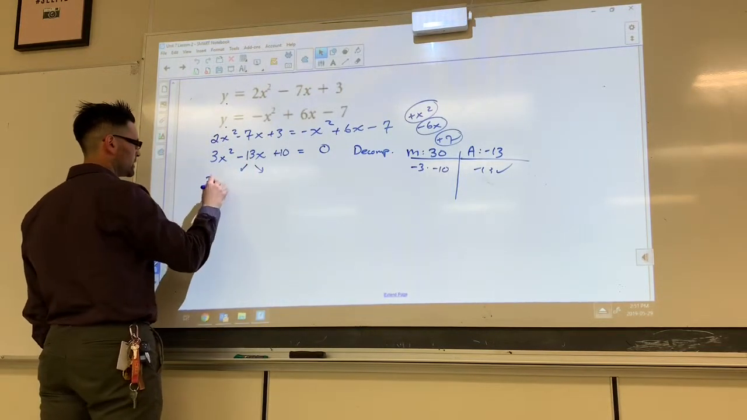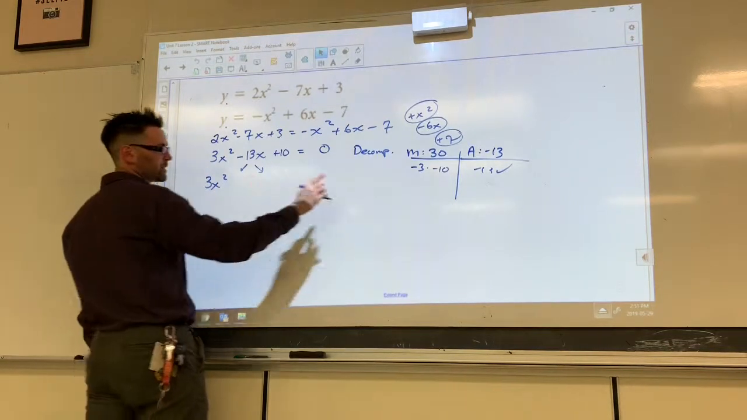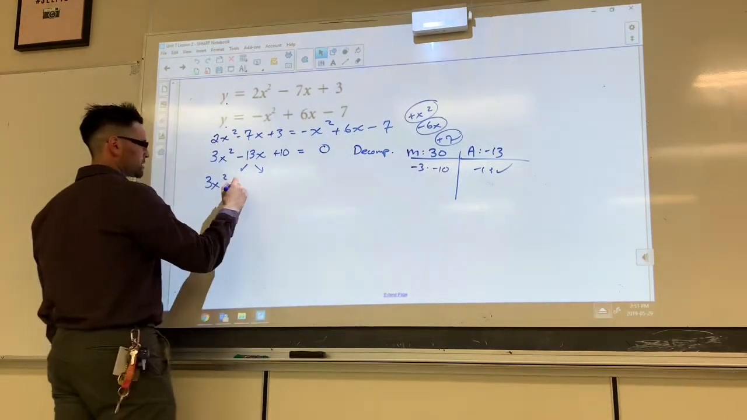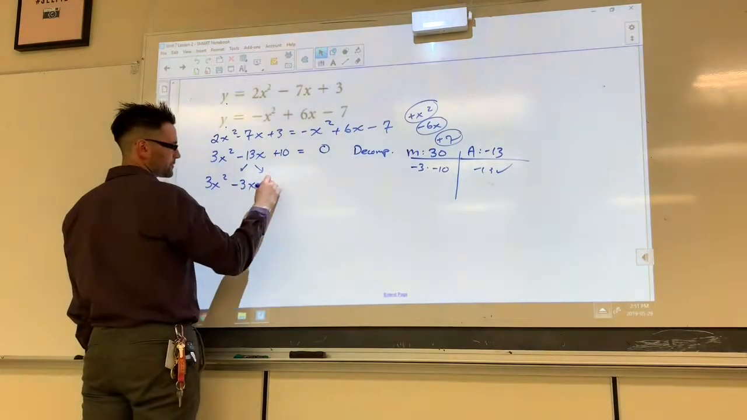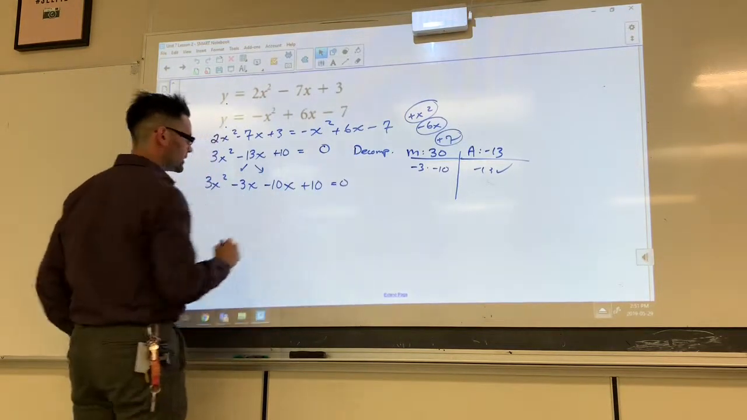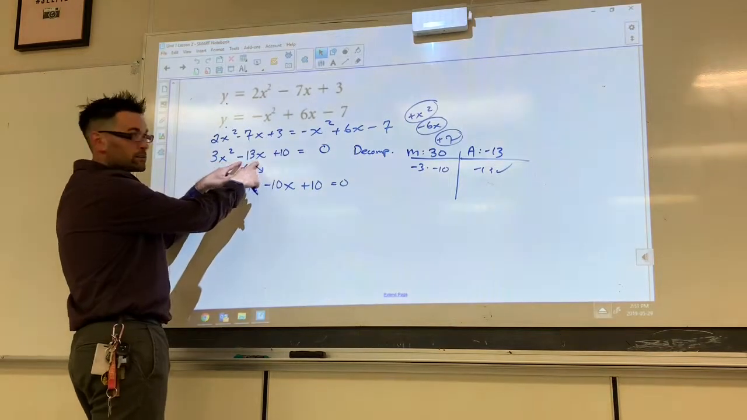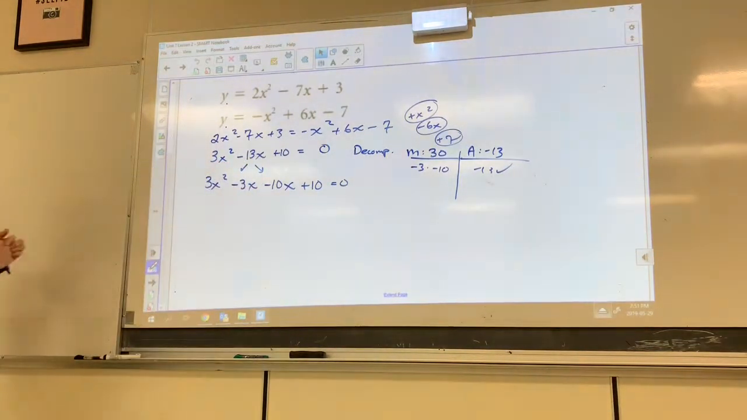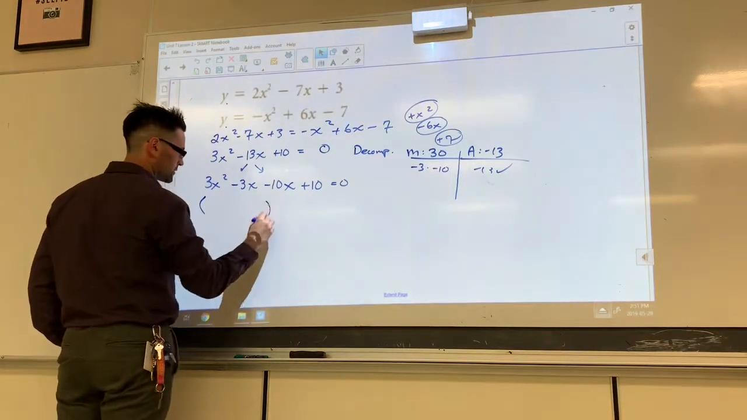So you got 3x squared. Doesn't really matter the order you write them in, but I'm going to write the 3 first. It's going to be a little bit nicer because it's got a greatest common factor with that one. So there we go. This is a good place to just double check and make sure that these add up to that, right? And if they do, then you're good. And then I like to jump straight to the answer from here.